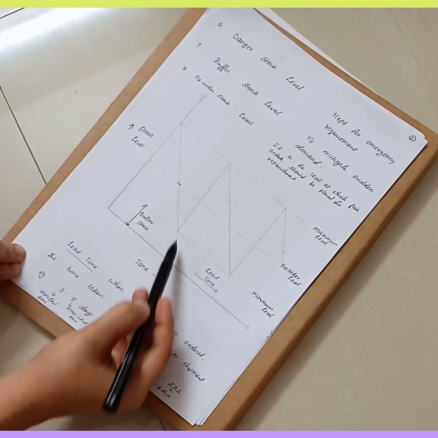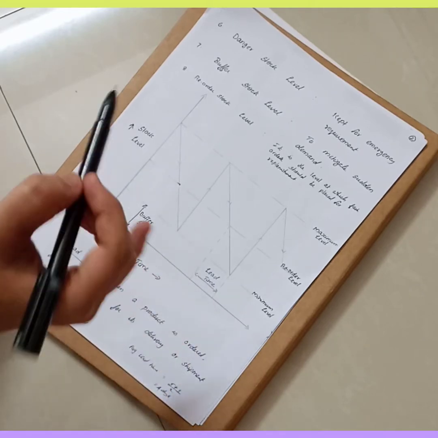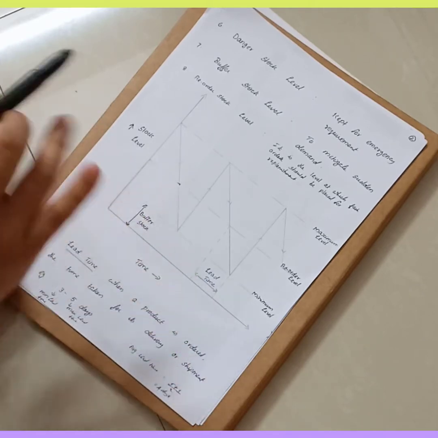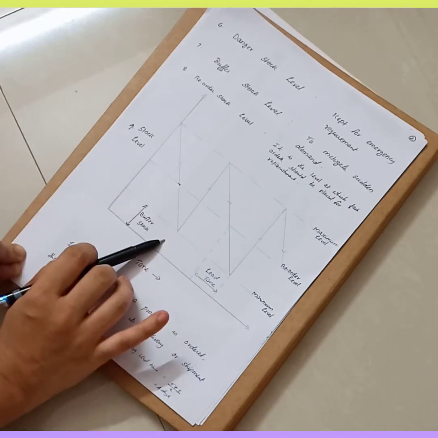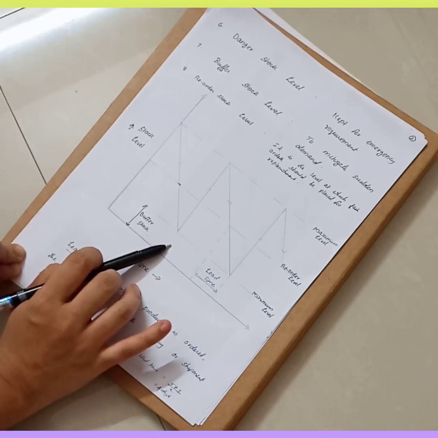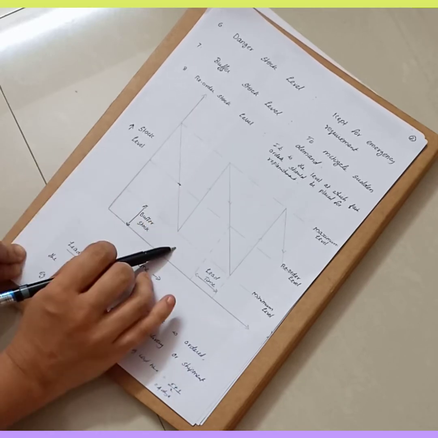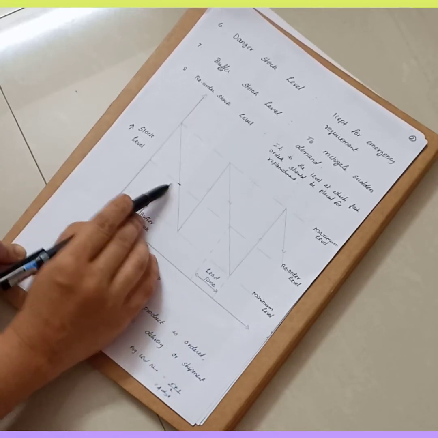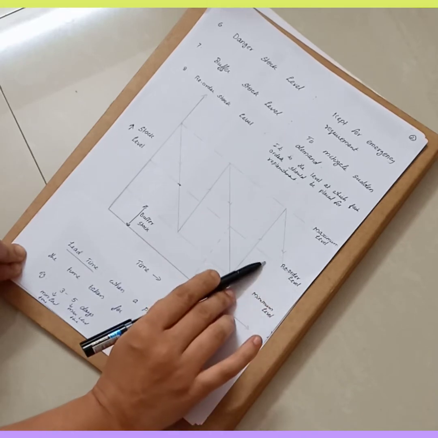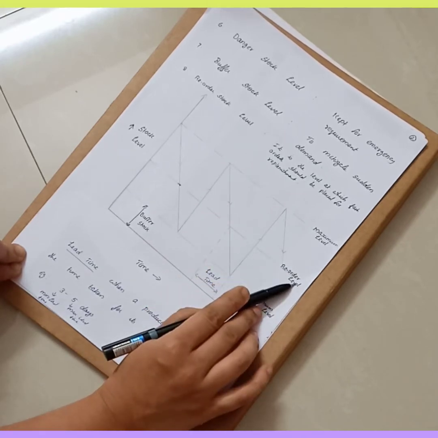Otherwise, we are consuming it, and after the whole stock gets exhausted, there will be insufficient stock, right? So we won't be able to meet the demand. So at the point when the whole stock is not yet exhausted, you need to reorder the product or material. That is called the reorder level.